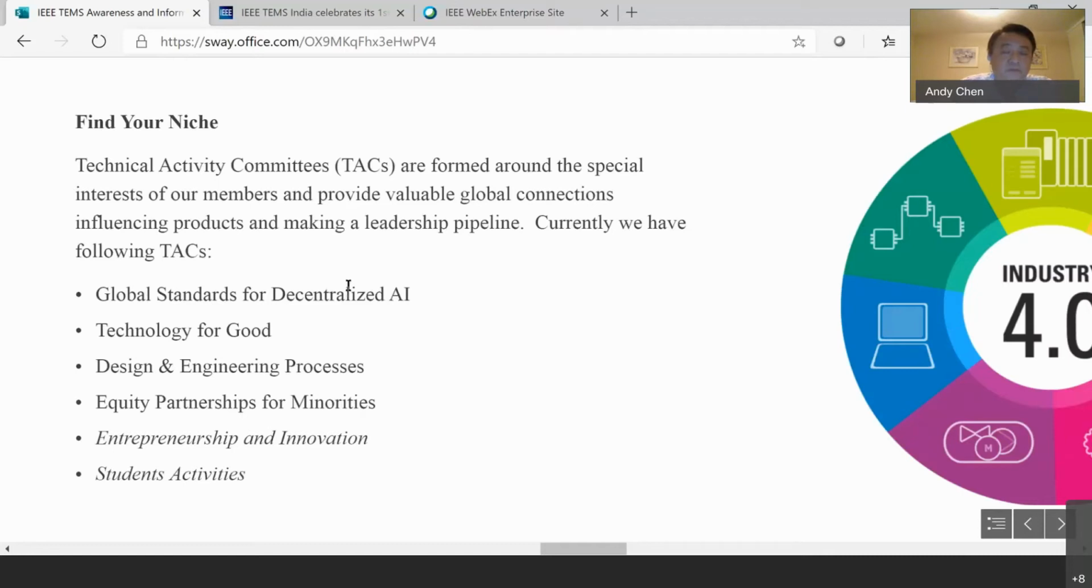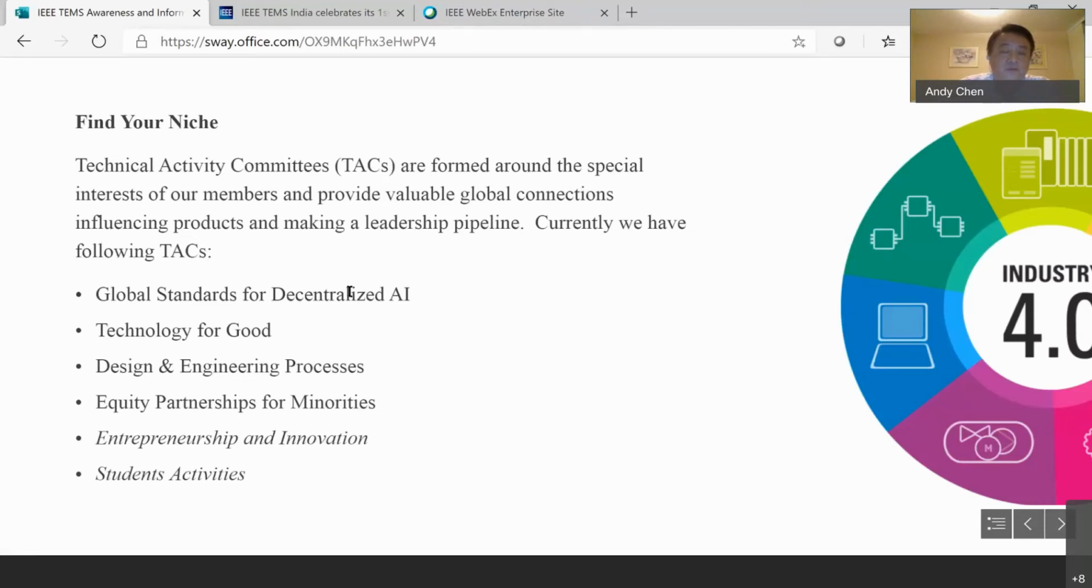We also have a group that focuses on technology for good. One of the fine examples is that we partner with United Nations ITU, the International Telecommunication Union, for the conference they have called AI for Good in Geneva. And we bring our members who specialize in AI technologies for good to present their papers during the conference or just before the conference. We have a group that focuses on design engineering processes. And more importantly, we have a group that focuses on equity, partnership, and minorities for inclusiveness.